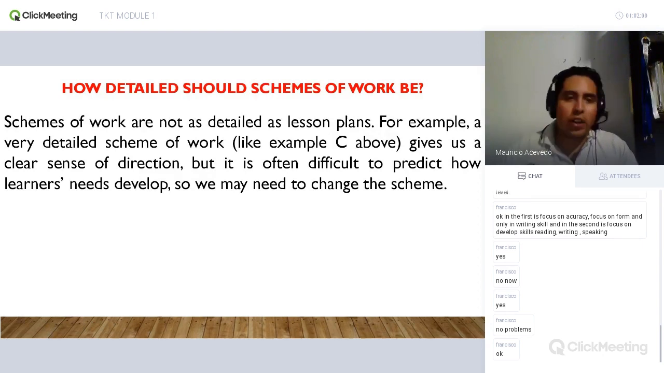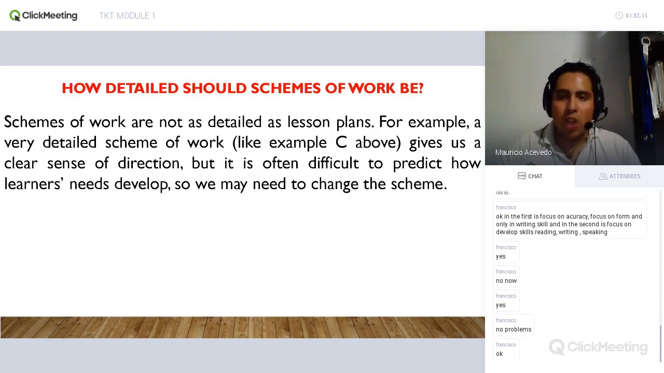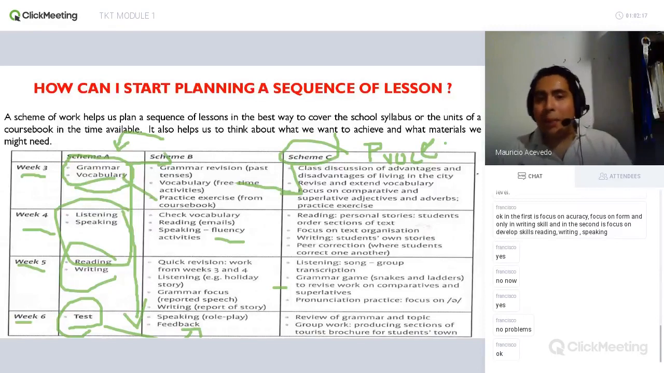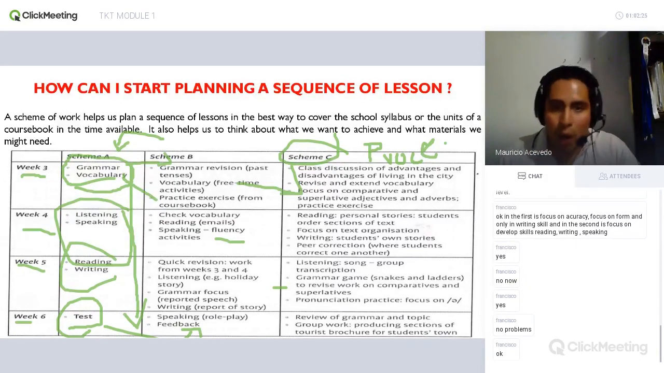Why not? Well, for example, a very detailed scheme of work like example C gives us a clear sense of direction, but it is often difficult to predict how learners' needs develop. So we may need to change the scheme. So, for example, in a lesson plan, you have possible solutions and possible problems, right?